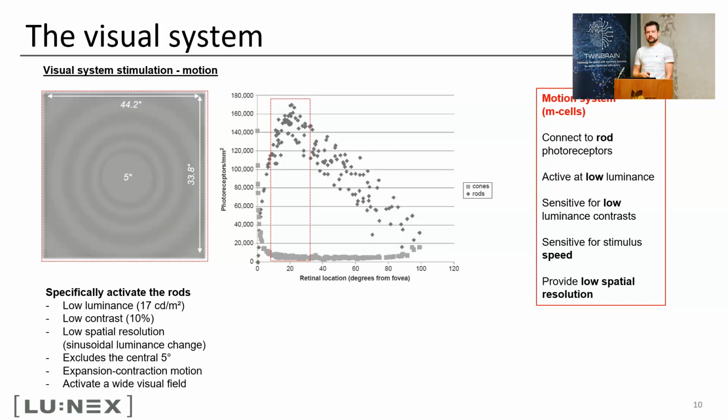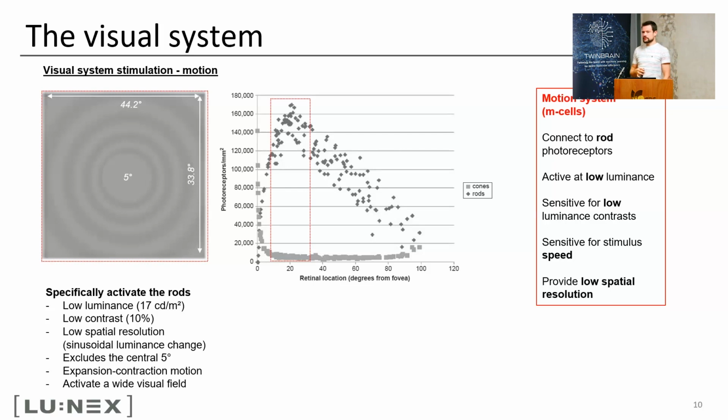They are sensitive to stimulus speed, so there must be some kind of motion in the stimulus, and they provide only low spatial resolution. So we have to avoid these sharp edges, because otherwise we would have an activation of the P cells, which we do not want. So what does the stimulus look like? Basically, it looks like what you see on the top left. At the moment it's not moving, obviously, but you have these circles, and in the motion they are either expanding or contracting. So you have some kind of radial motion.